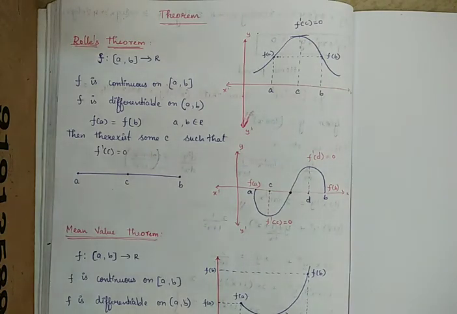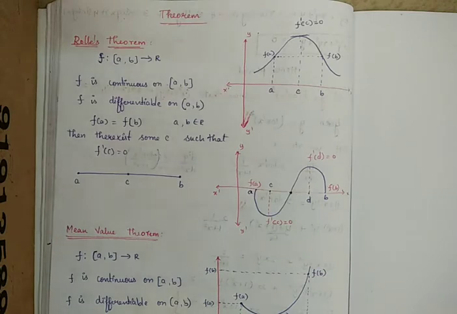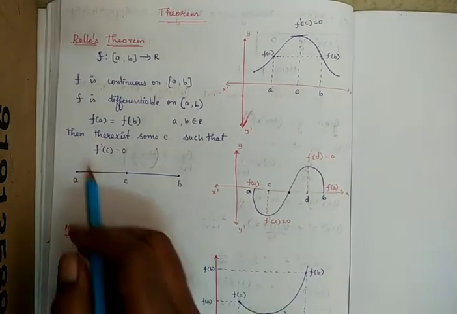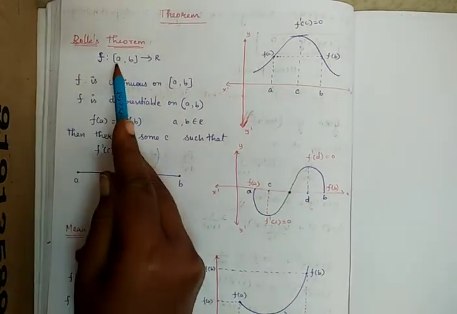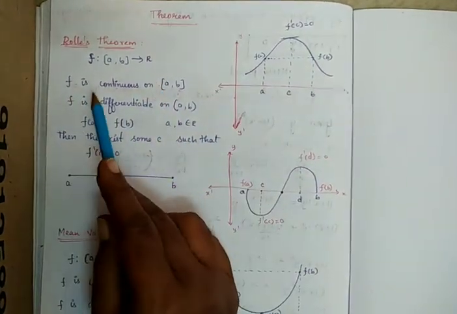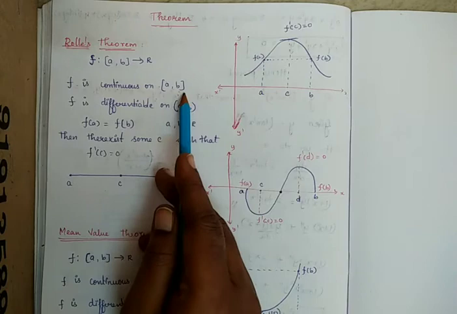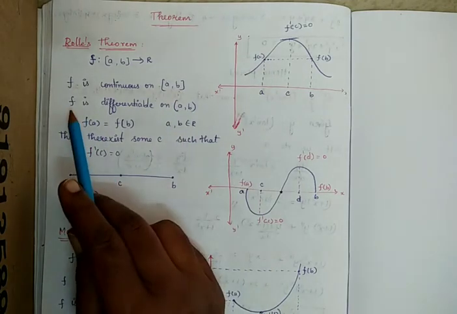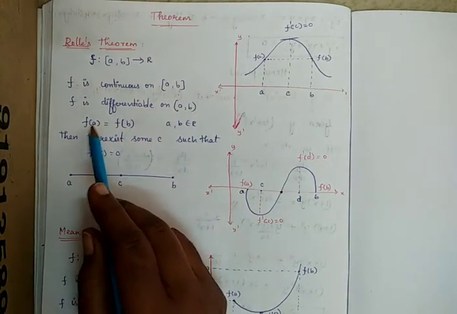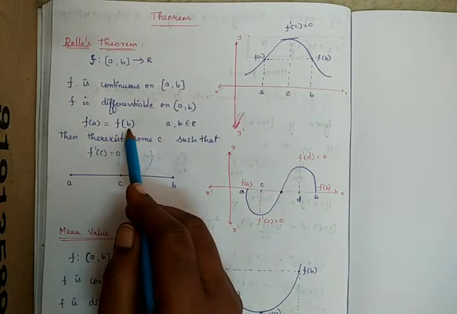Good morning. Today we are going to discuss theorems in the chapter Continuity and Differentiability, chapter 5. The first theorem is Rolle's theorem. Let us take a function f from [a, b] to R. This function is continuous in the closed interval [a, b], f is differentiable on the open interval (a, b), and f(a) is equal to f(b).